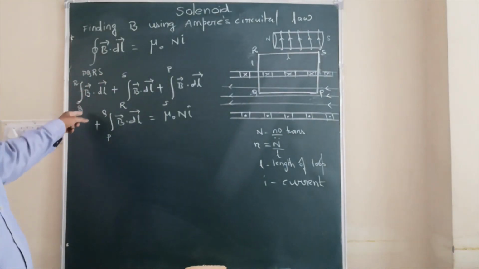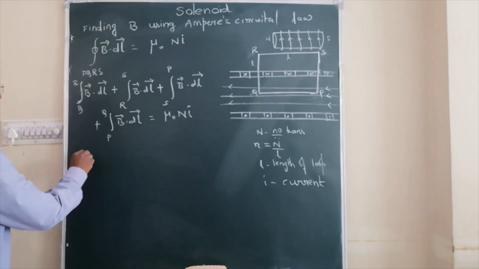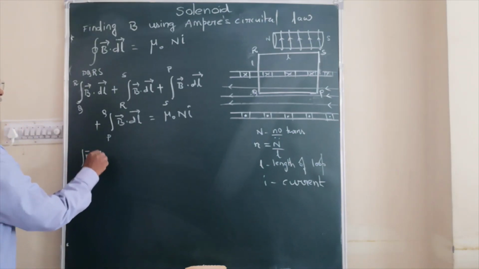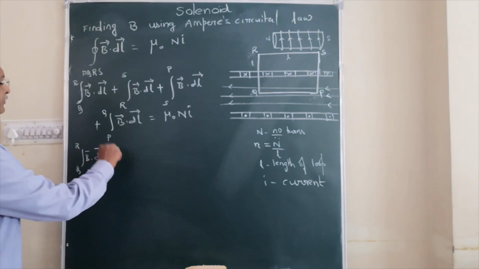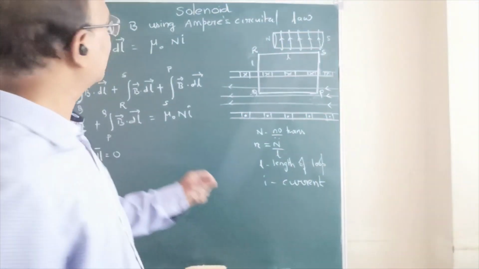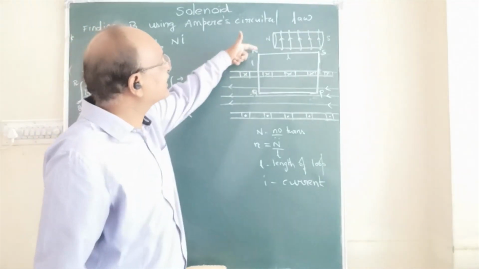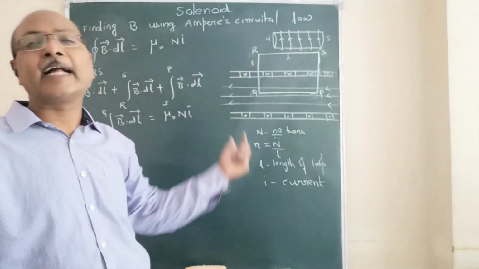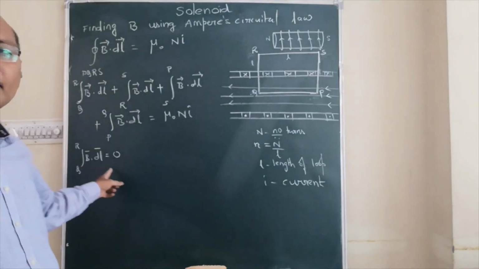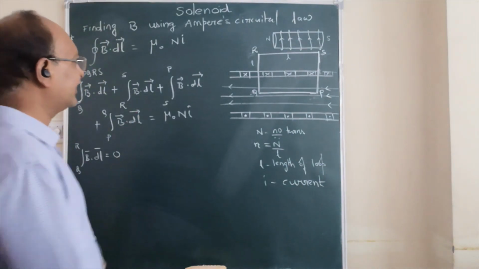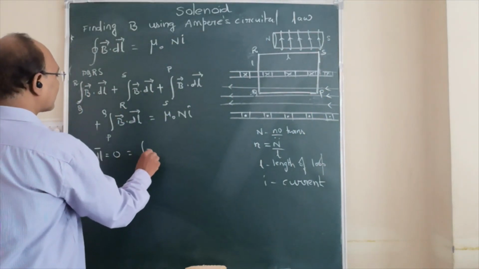Now we take the first one, Q to R. Now the integration of B dot dl from Q to R is equal to 0 because the magnetic field is horizontal and the length L is vertical. So the angle between them is 90 degrees. Therefore, the integration of B dot dl will be 0. Similarly, for S to P also, B dot dl will be 0.